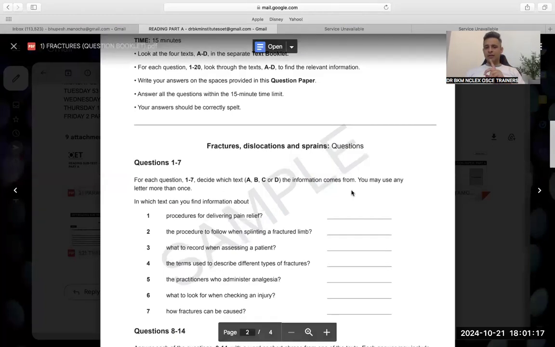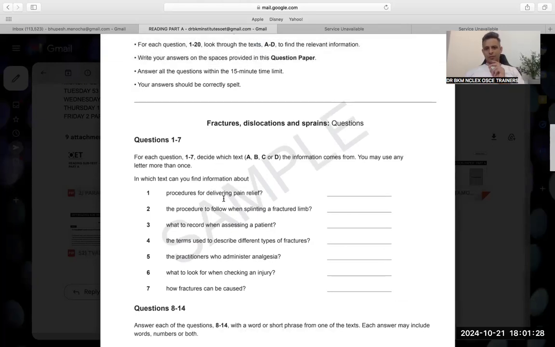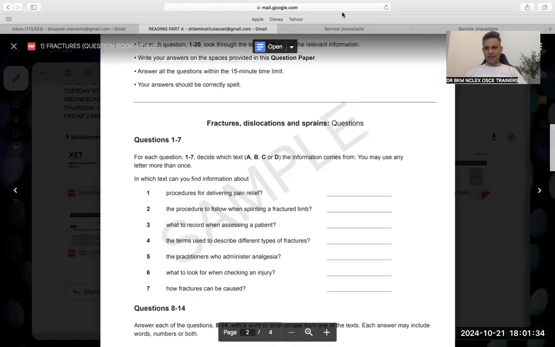Never start your reading part A from question number 8. Please. Why? I will tell you the reason, but first let's focus. Suppose, first of all, read the first 7 questions. Procedures for delivering pain relief, procedures to follow when splinting a fractured limb. So I'm noticing my keywords.